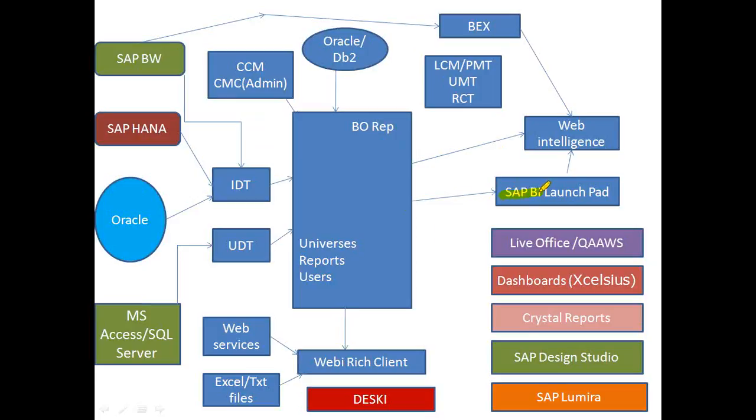BI Launchpad is a business objects portal. When the end user logs into the BI Launchpad, it will communicate with the business objects repository, or you can say the business objects server. The business objects server is installed on one of the databases, either Oracle, DB2, SQL Server, or a HANA database. With the latest version, you can install BO on a HANA database as well.